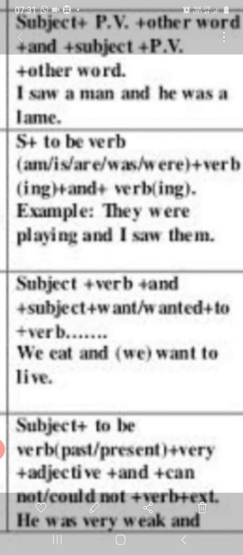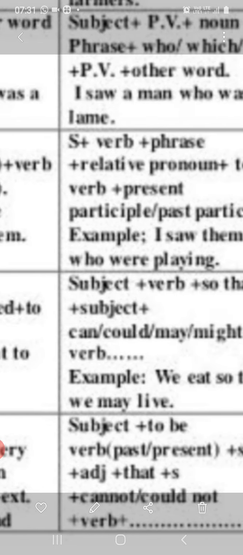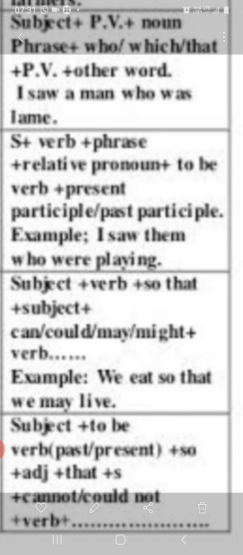In a compound sentence: they were playing and I saw them. So by developing that ing form, we can find the sentence they were playing. They were playing is an independent clause and I saw them is another independent clause, joined by using the coordinating conjunction and. So it is a compound sentence. I saw them who were playing. I saw them is the independent clause. Who is the subordinating conjunction. Who were playing is the subordinate clause or dependent clause.